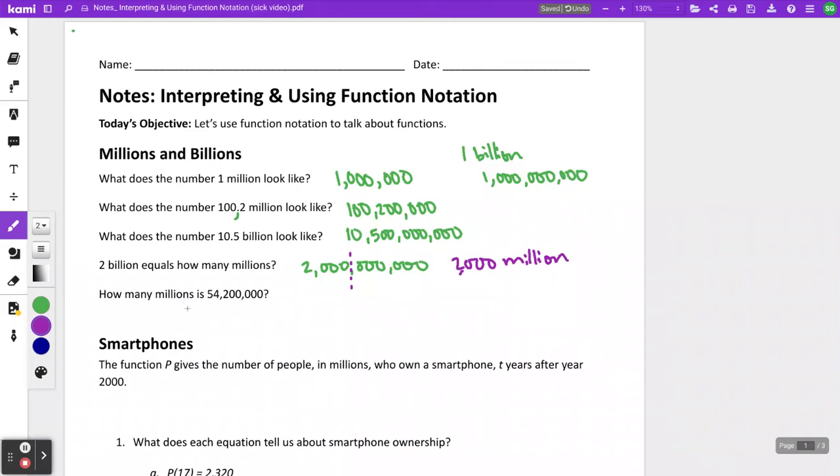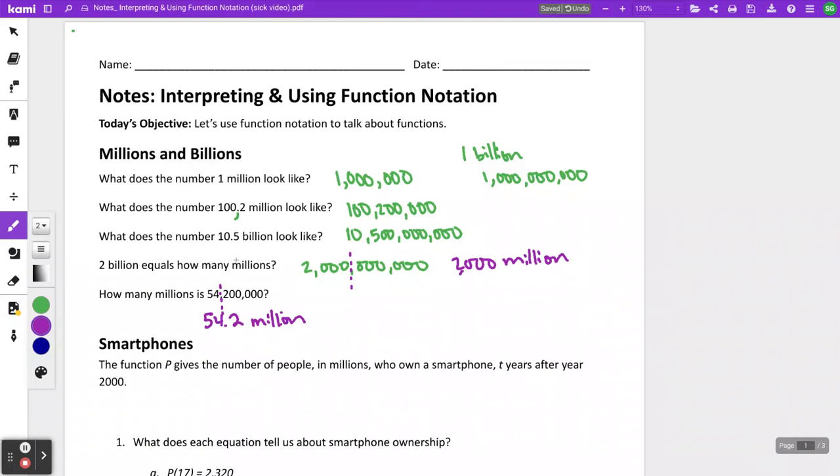And then there's one last one. How many millions are in this number here? If I said this out loud, that's 54,200,000. So again, those millions start where I put that purple line right there. So after that second comma, if I'm working from the back. So knowing that helps me with 54.2 million. That's how many millions are in that number there.